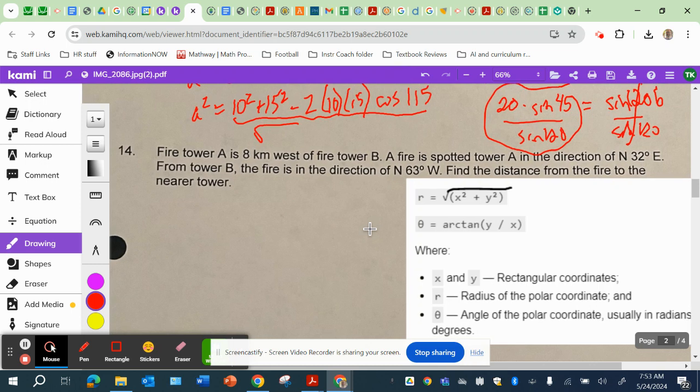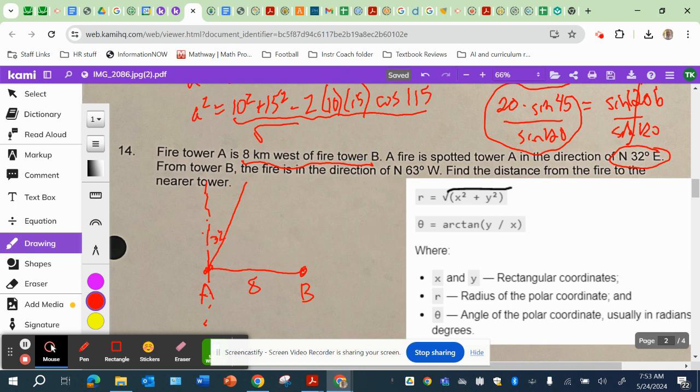Okay, so we need a picture for this one. Fire tower A is 8 kilometers west of B. So if that's A, it's west of B, and that is 8. And a fire is spotted from tower A in the direction of 32 degrees east of north. So east of north would be this direction up here, and that would be 32.